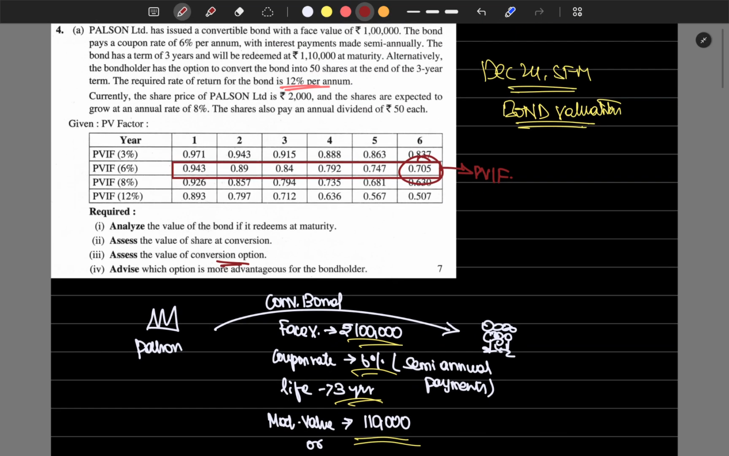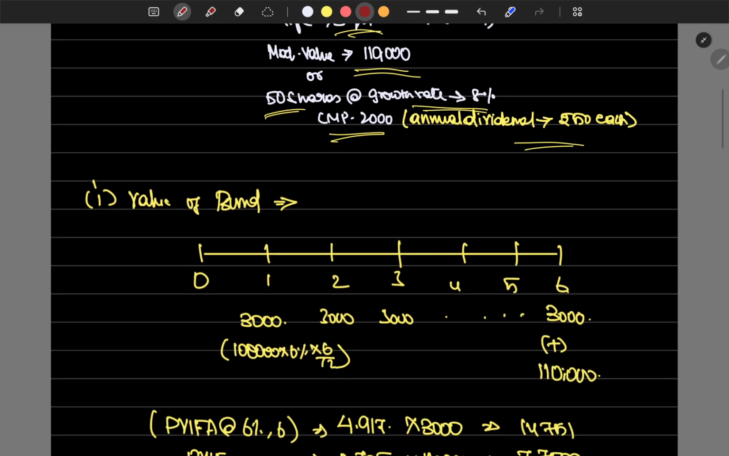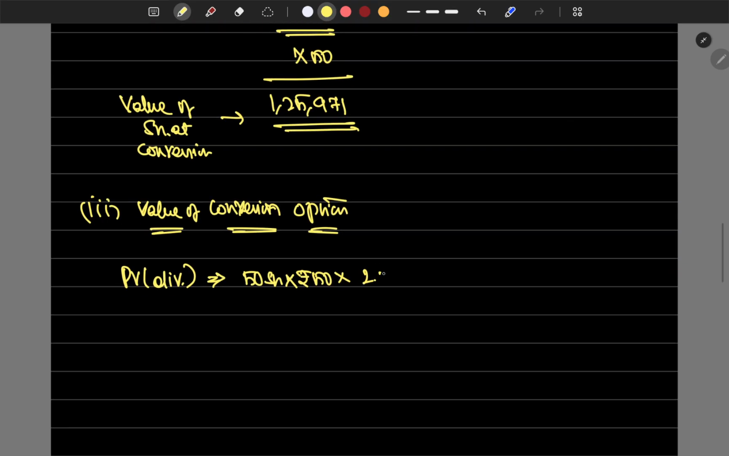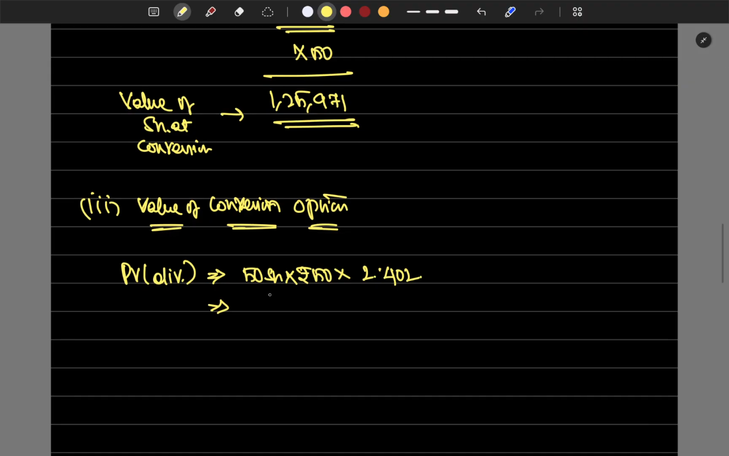What's the PVIF at the required rate of 12 percentage for the 3 year period? It is 0.893 plus 0.797 plus 0.712, which is 2.402. So incorporate into this calculation 2.402, then into 50 into 50, which is 6005, the present value of dividends.